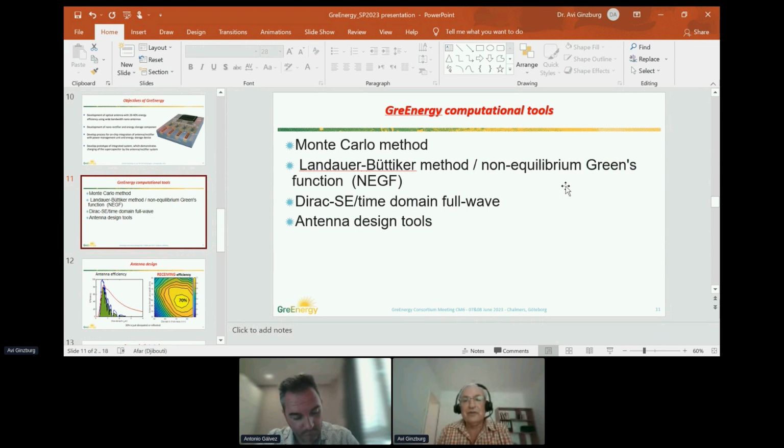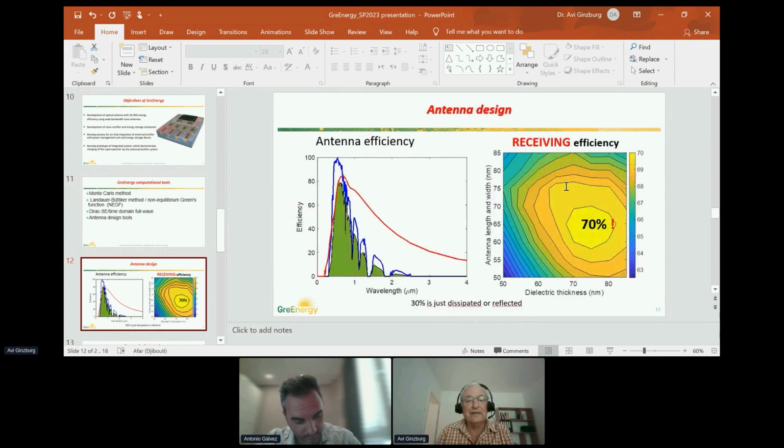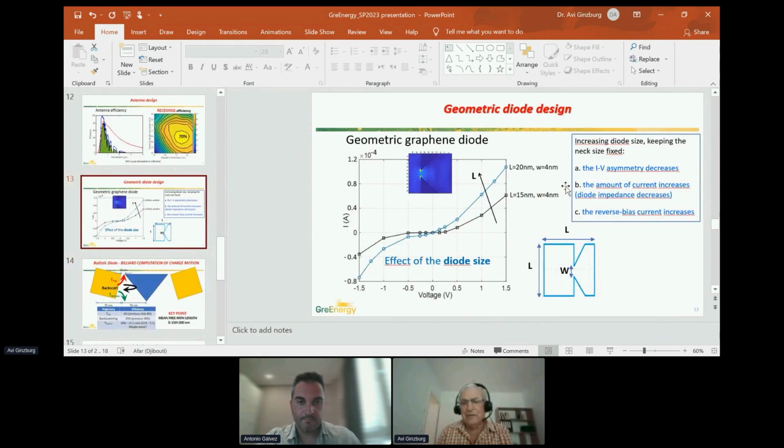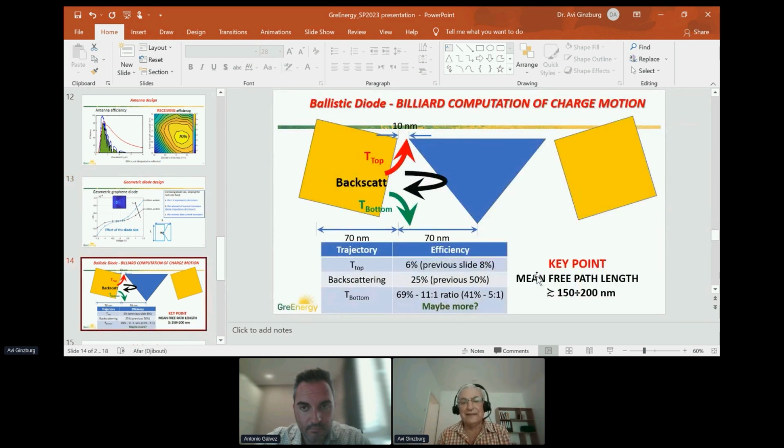we are using several computational tools in order to develop the model, and also to design the antenna and the rectifier. Those are the preliminary outcome of the modeling and the first design. So we are talking about an antenna of 70% efficiency. Excuse me, I went one back. We designed what we call a geometrical diode. It looks like a neck here. And also what we call a ballistic diode, and found out that the ballistic diode is much more efficient.